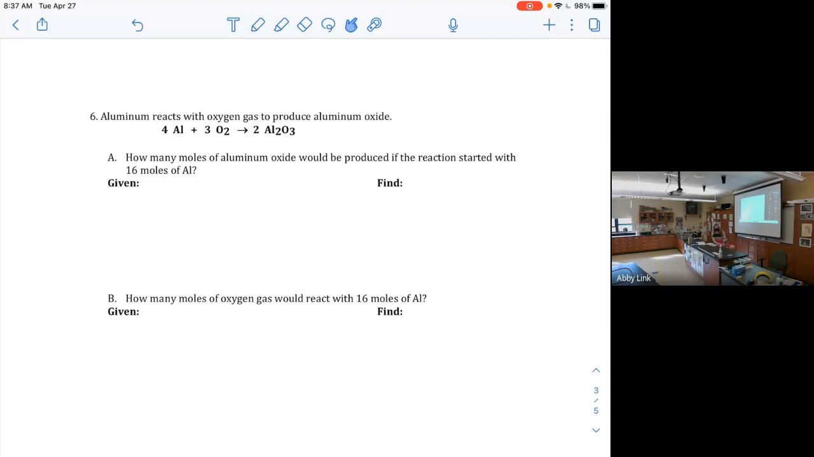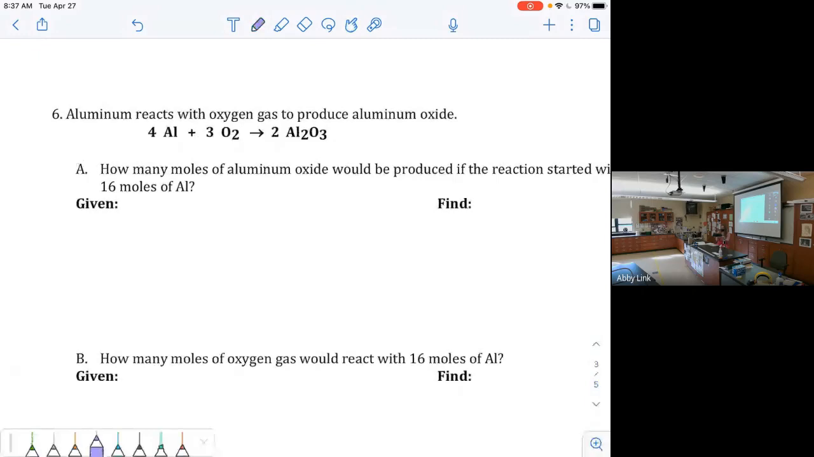Okay. So they give us the nice balanced reaction. That's really nice and helpful. They ask us to find how many moles of aluminum oxide would be produced if the reaction started with 16 moles of aluminum. Now, what's different about this is we've gotten used to starting with grams and ending with grams, right? Here's the good news. This is going to be a lot less work than what we just did for percent yield, okay? So let's identify our given and our find. Let's see if we can't use our Unit 5 conversion knowledge to figure out how we're going to solve this. So we're going to start with the 16 moles of aluminum, right?